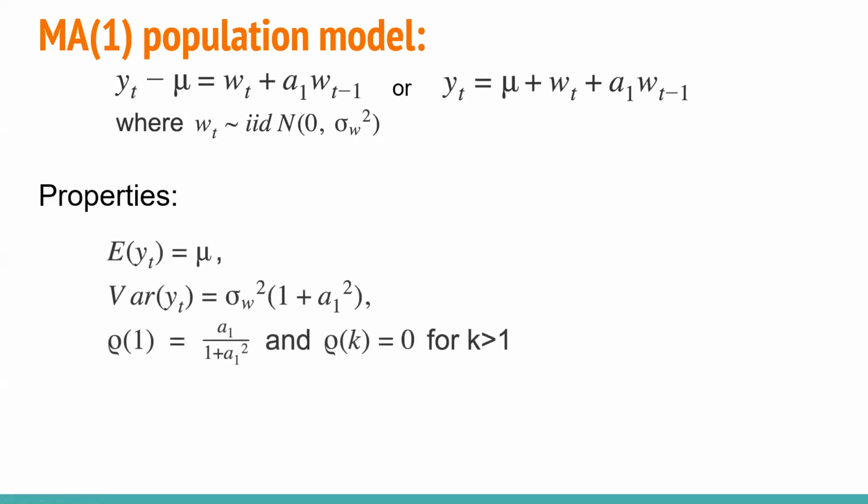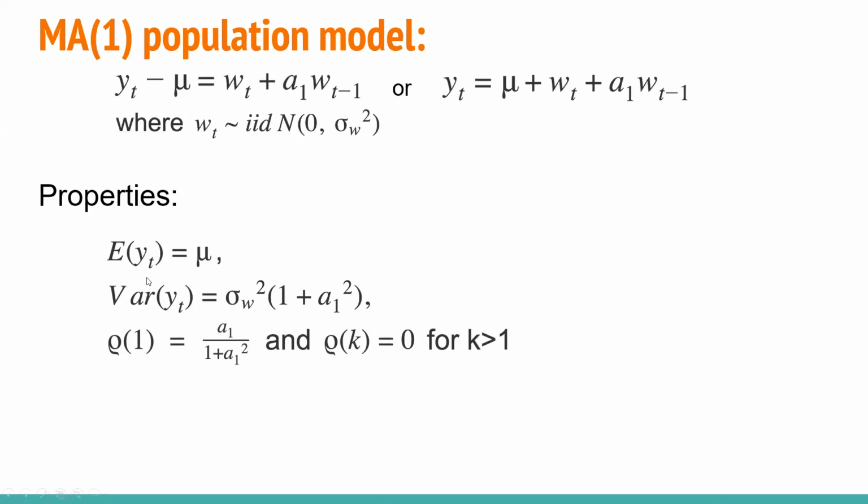Now, looking at the properties, you remember the other time under the autoregressive model of order one, I also showed you properties. We found the mean, we got a way to find the variance, and not only that, we are able to obtain the autocorrelation. We're also going to do the same thing right here.